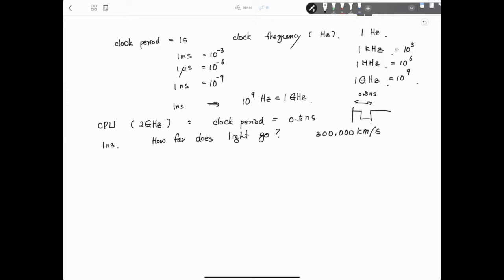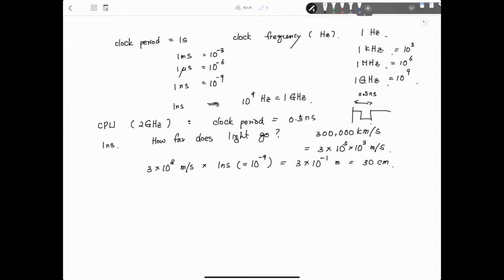So that is 3 times 10 to the 8 meters per second. Multiplied by 1 nanosecond, which is 10 to the minus 9 seconds, that gives 10 to the minus 1 meter, which is 30 centimeters. So during 1 nanosecond, even light can only go 30 centimeters. So 1 nanosecond is a very short time.